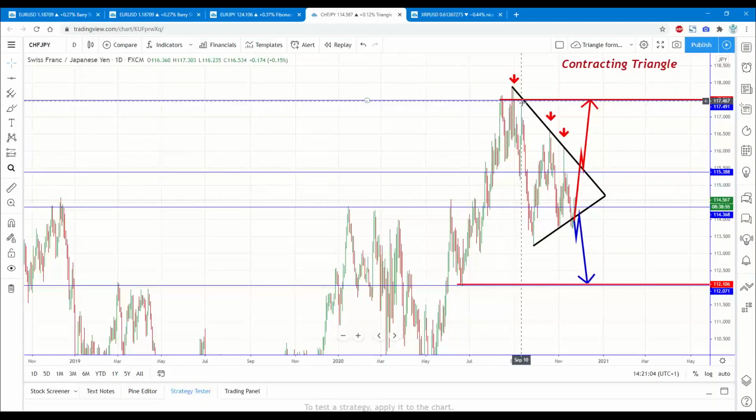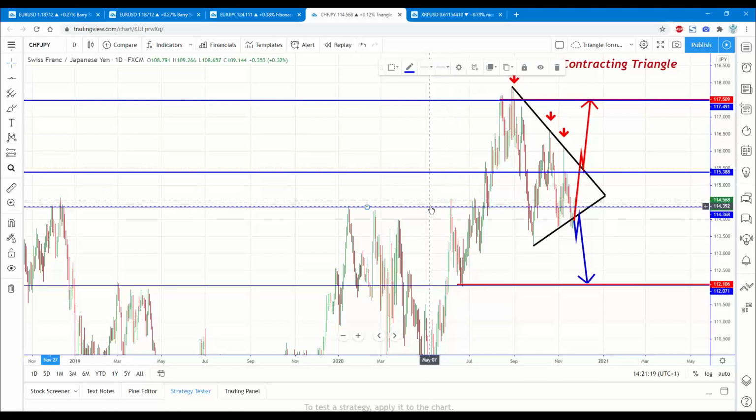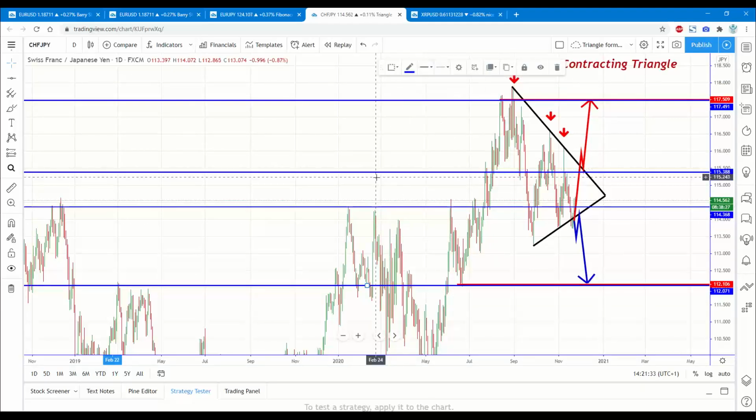Okay, here we have a beautiful candle forming, and this is a current chart. And let me bold these a little bit for you so you can see. But these are the current levels of support and resistance for the Swiss franc Japanese yen.